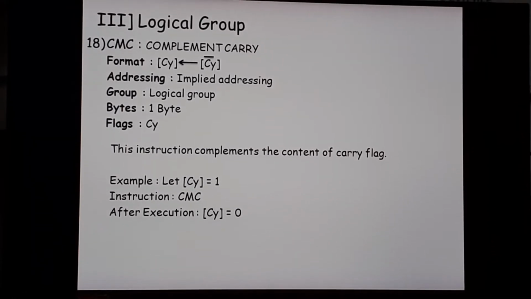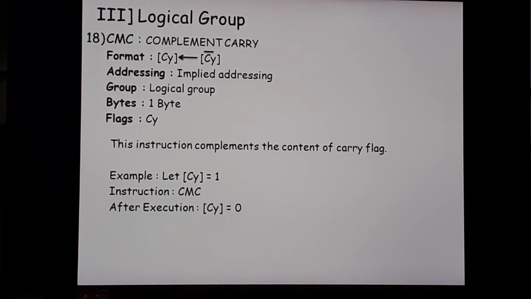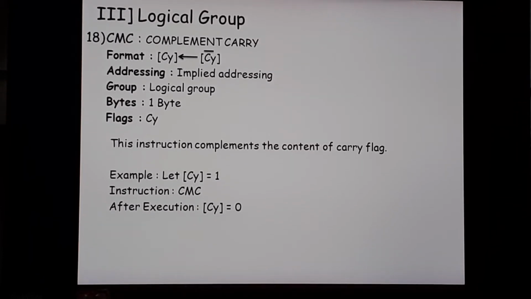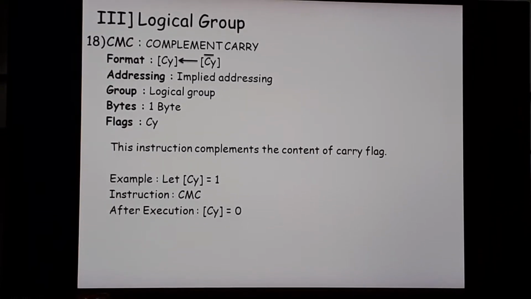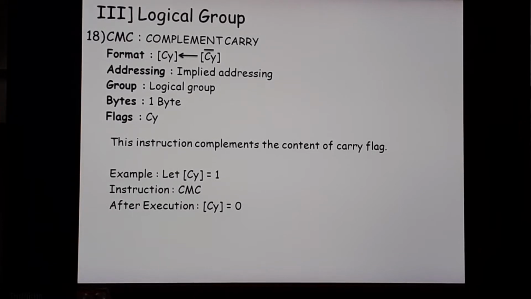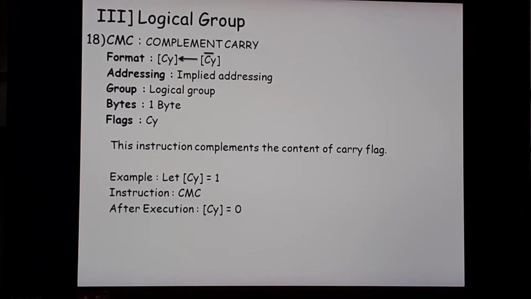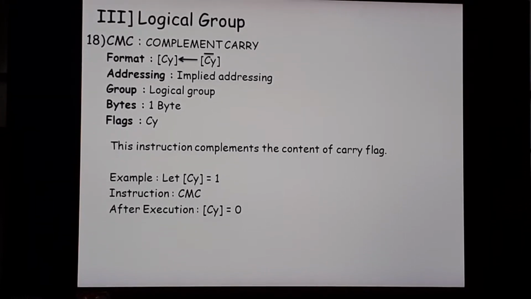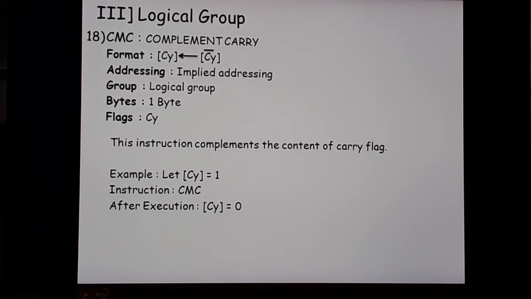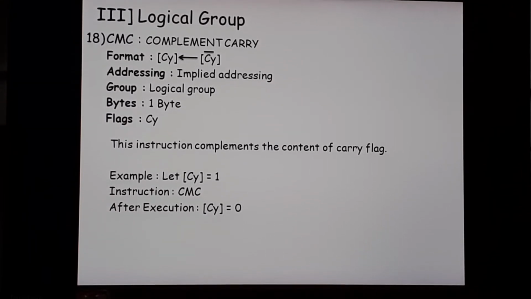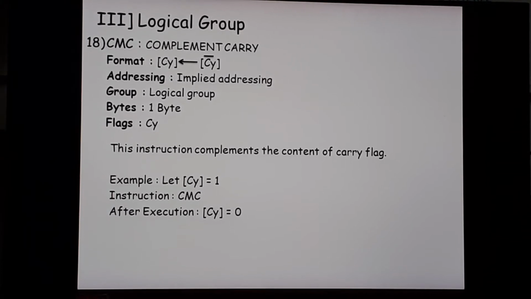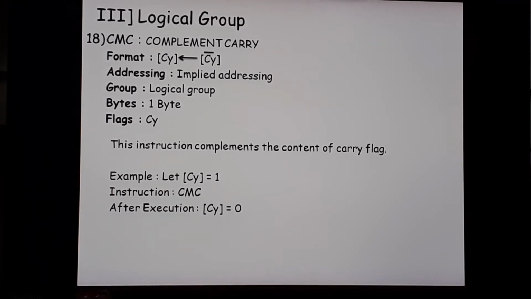So the addressing mode is implied or implicit addressing mode. Why? Because there is no operand or data mentioned in this instruction. The group is the logical group itself. Bytes will be 1 byte. The flag that will be affected is only the carry flag. Why? Because the name itself says complement carry flag. So hence it will only affect the carry flag and no other flags, and it will not affect the accumulator. In the previous instruction we learned CMA, which is nothing but complement accumulator, which only complemented the accumulator, and it never affected the carry flag.